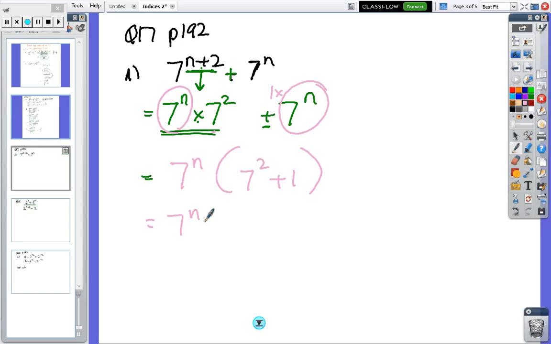So 7 to the n is okay. And 49 plus 1 is 50. So the answer is 50 times 7 to the n. And I think that's all we need to do for that one. Just use similar methods to simplify. Okay. And again, in question 17, there's a few others to practice. And I think we've got one more on the next page.